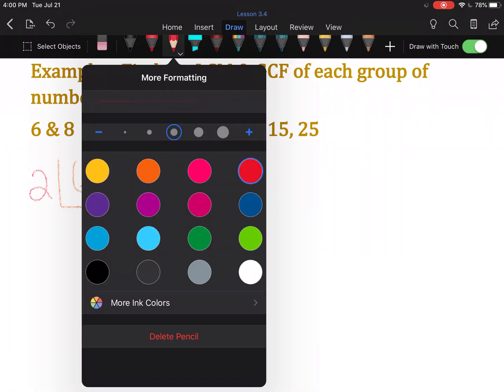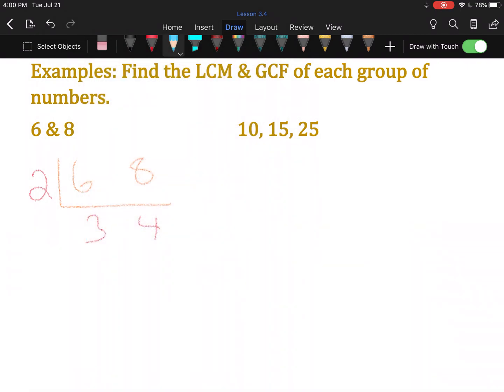Now, why is this useful? Because the number, and if there's more than one, I'll talk about that in a minute, but the number on the outside, on the left side, that is the greatest common factor. So the greatest common factor here is 2.